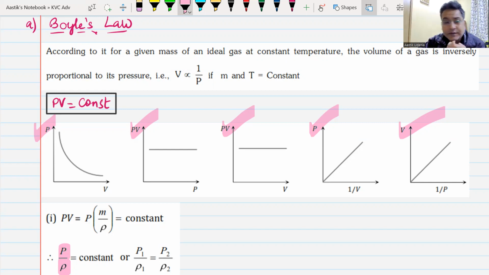So you can remember this way as well to understand Boyle's law. Anyone got this? Yes or no? This is a law at constant temperature.